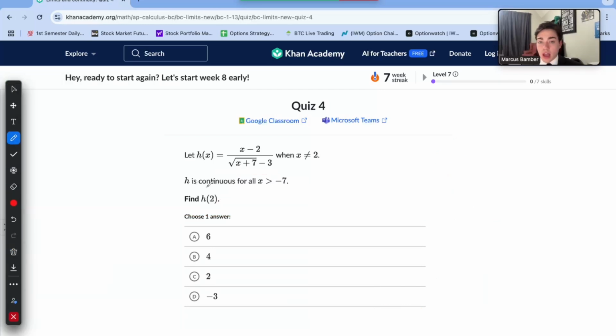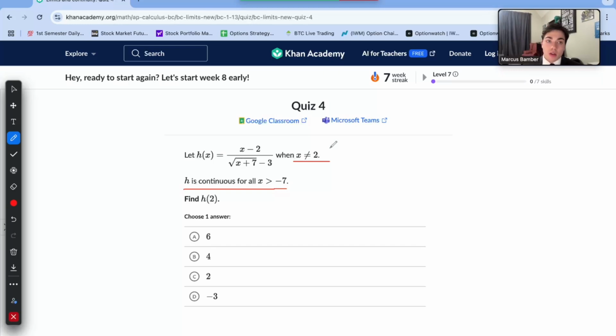Okay. H is continuous for all x greater than -7. We need to find h of 2. We can see here that x is not equal to 2 because when we substitute that in, we get 0 in our denominator and 0 in our numerator. We get indeterminate form.